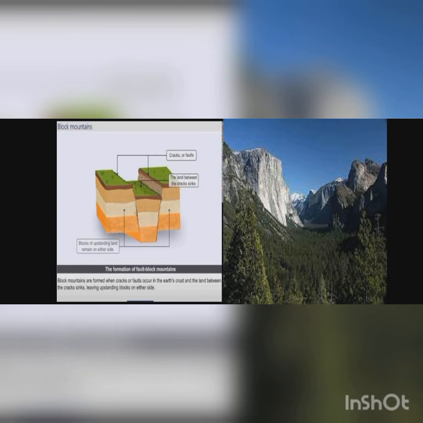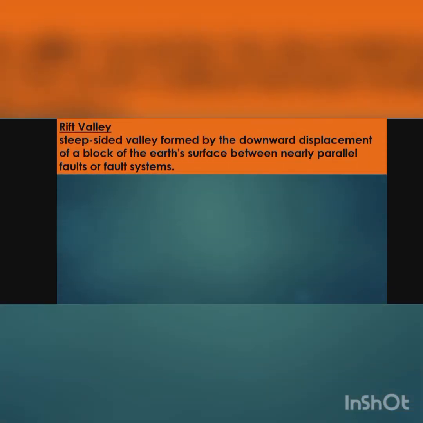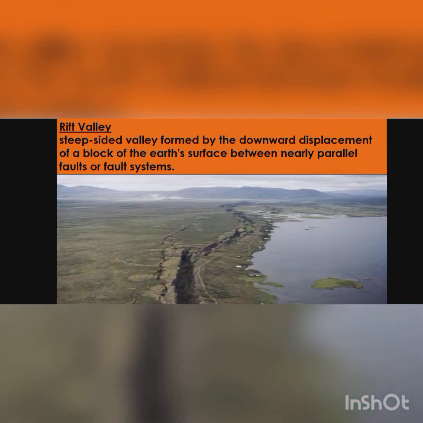So block mountains are formed when cracks or faults occur in the earth's crust, and the land between the cracks sinks, leaving upstanding blocks on the other side. So these are the upstanding blocks, and one has sunk downwards. This is the image that shows a block mountain. Okay, then we have the Rift Valley, and a Rift Valley is a steep sided valley formed by the downward displacement of a block of earth's surface between nearly parallel faults or fault system. You can see this is the picture of a rift valley.